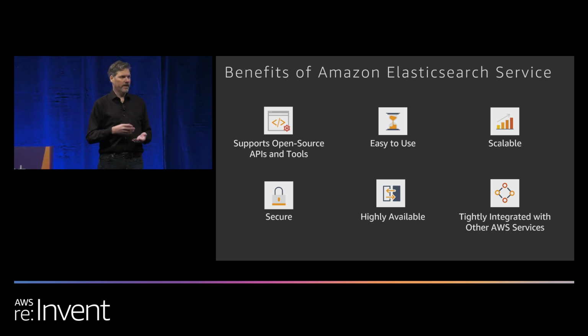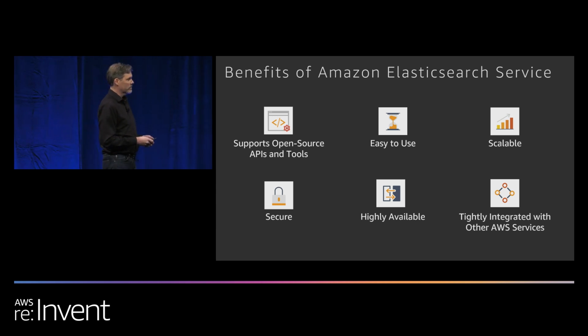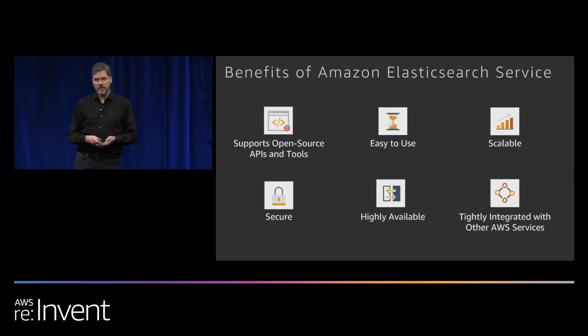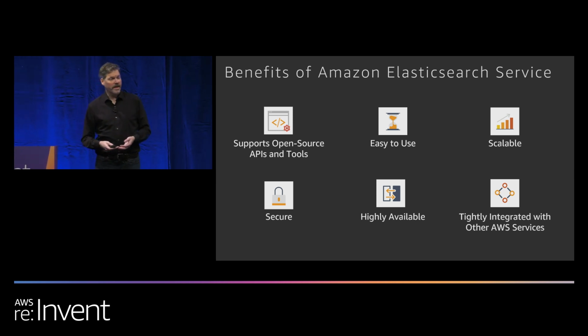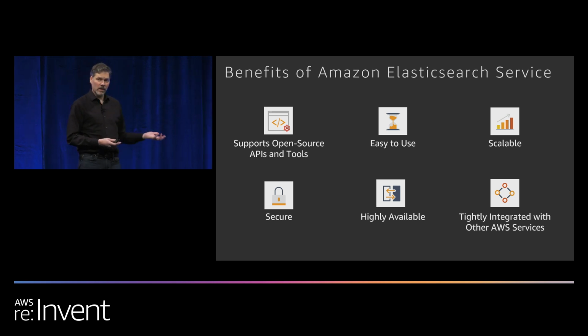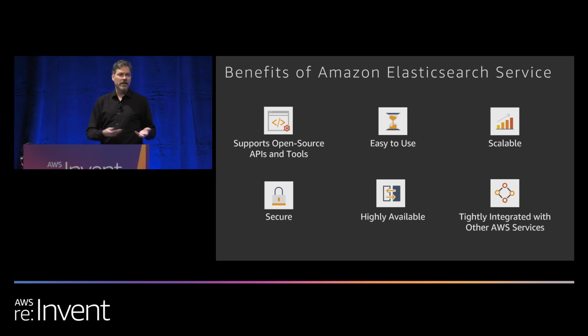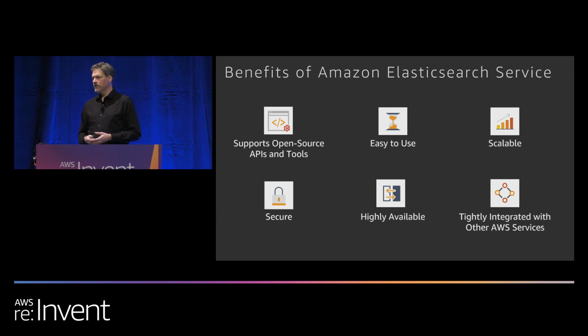It's secure. It includes direct IAM integration, as well as VPC integration, encryption in flight, encryption at rest. It has high availability options, including 3 AZ support, and it's very tightly integrated with the rest of the AWS ecosystem. So Kinesis and CloudWatch and IAM and CloudTrail. So it makes it very easy to build into your solutions. And we provide the same AWS support with the service, so you can have a single support experience across your AWS environment.